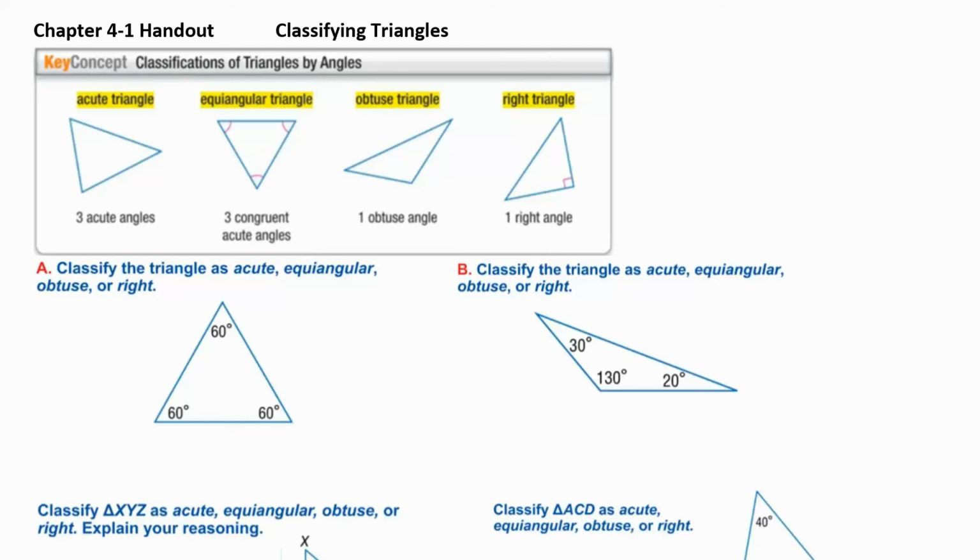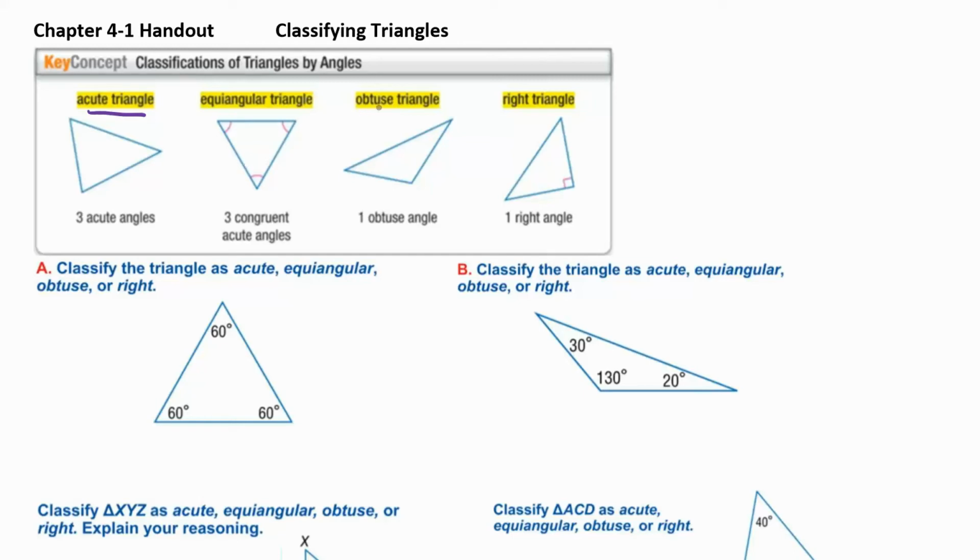Chapter 4.1, Classifying Triangles. In this chapter, we're going to classify triangles both by its angles and by its sides. To start with, let's look at classifying it by angles. We can classify it as an acute triangle if all three angles are acute, or an equiangular triangle that has three equal angles. Yes, it's an acute triangle, but it has a special name, which is equiangular. Since a triangle's angles all add up to be 180 degrees, that makes each of these angles 60 degrees.